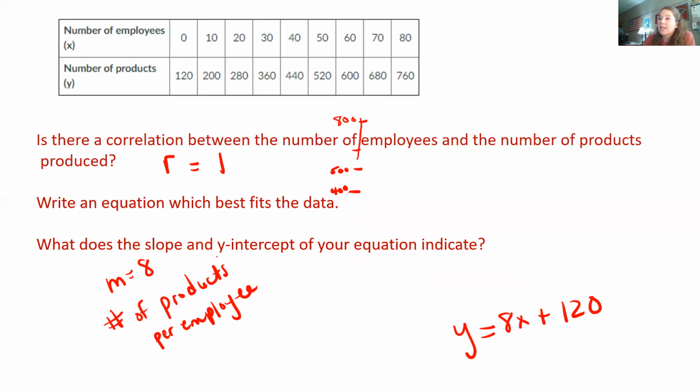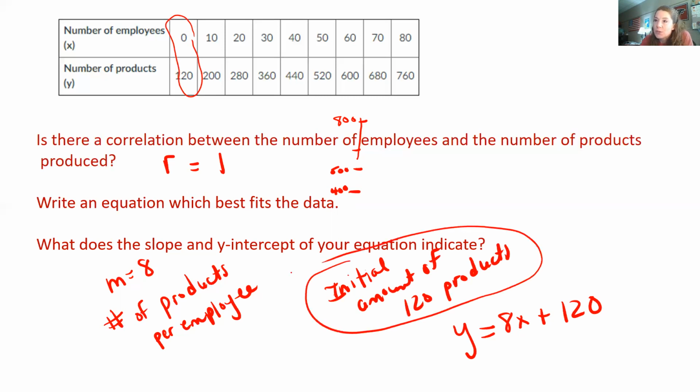And then what does the y-intercept indicate? Well, the y-intercept is always our initial amount, right? So we had an initial amount of 120 products. So before we started adding more employees, we were maybe producing 120 products. And then as we started increasing our number of employees, our products continued to increase by 8 for every employee that we added. So it's our starting place, right?